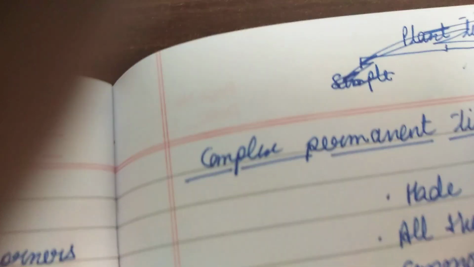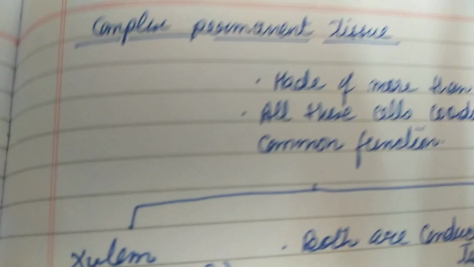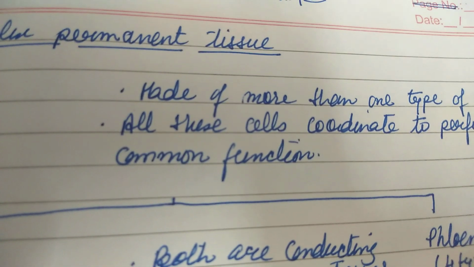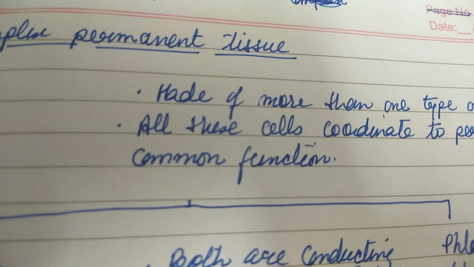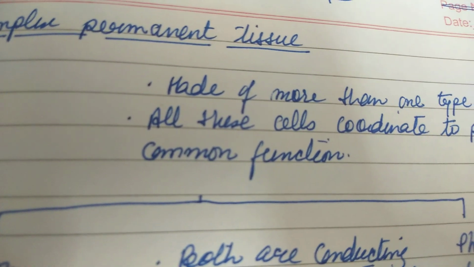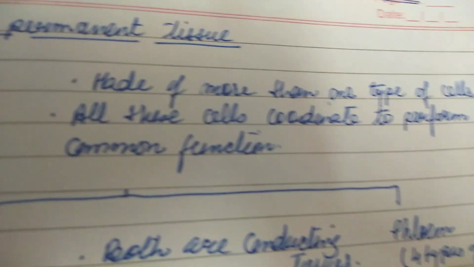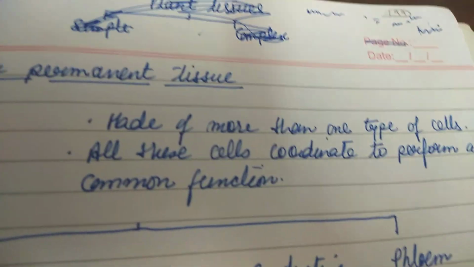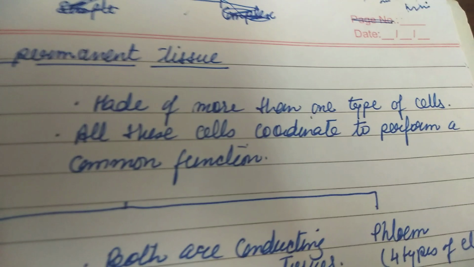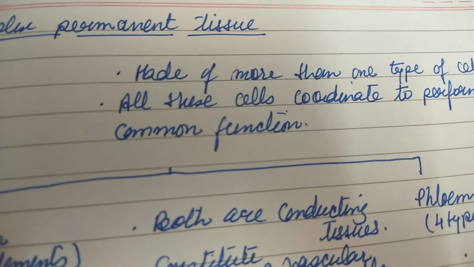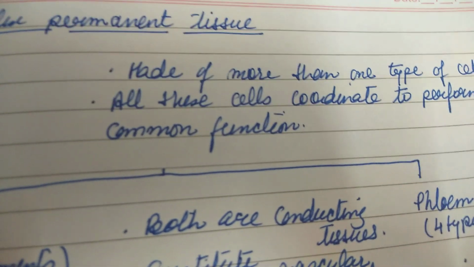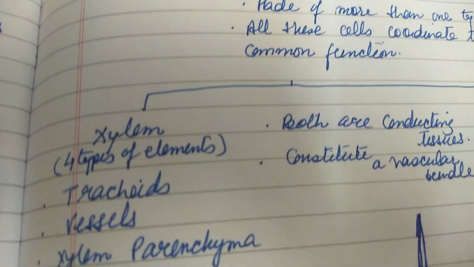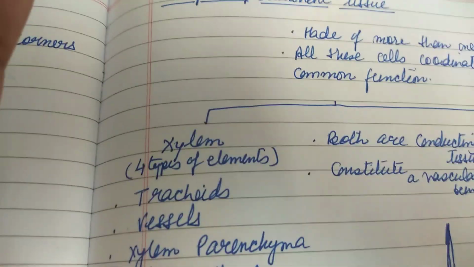So these complex permanent tissues, why do we call them complex? Because they are made up of more than one type of cells. Clear? Simple permanent tissues are made up of one type of cells, so all cells are of the same type. But in complex permanent tissues, the cells are different, and all these cells coordinate to perform a common task. That is the quality of a tissue. Whatever the cells, they perform a particular task. That's why I call them tissues. So complex permanent tissues are basically of two types, xylem and phloem.